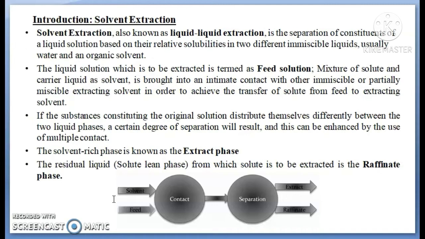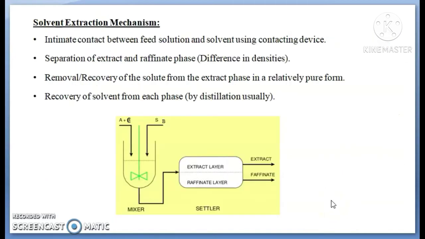One of them is called the solvent-rich phase, which is termed the extract phase, whereas the solute-lean phase or residual phase from which the solute is to be extracted is the raffinate phase. This figure indicates that the feed solution is brought into contact with the solvent in the first contacting phase, which is followed by settling to separate the two different phases, the extract phase and the raffinate phase. Here we will study this mechanism of solvent extraction in different steps.